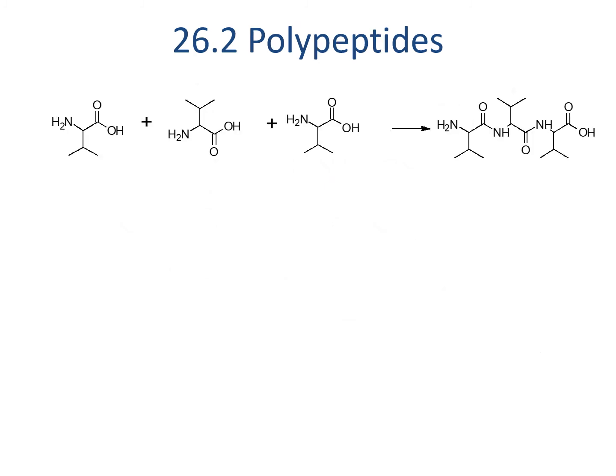Peptides and proteins are polyamides too. Typical peptides are copolymers of amino acids. But here I show the formation of a tripeptide homopolymer of my favorite amino acid, valine.